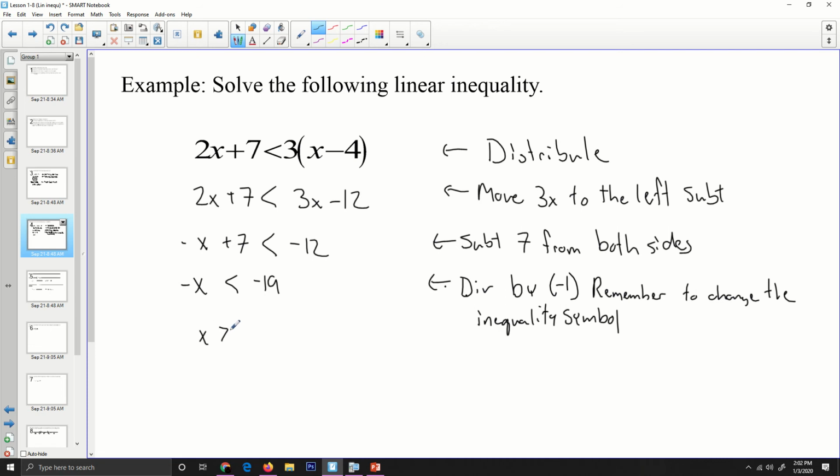And so look at me, x is greater than positive 19. And so what this says is that any value for x that's greater than 19 should make that true. And again, we could check that.